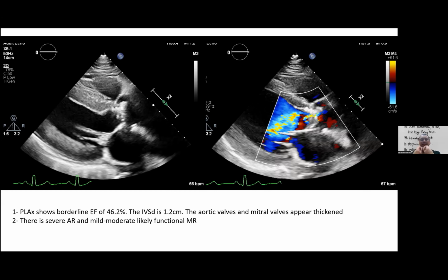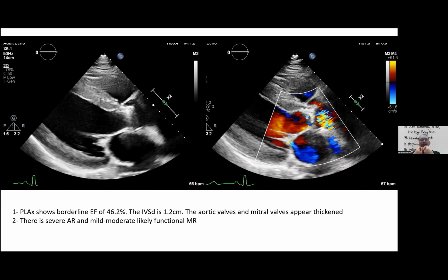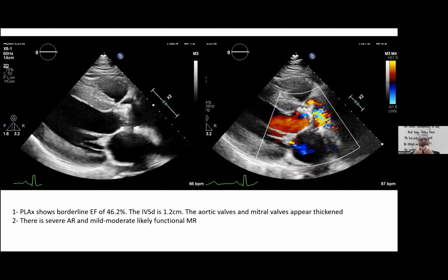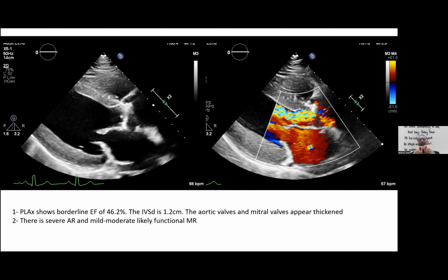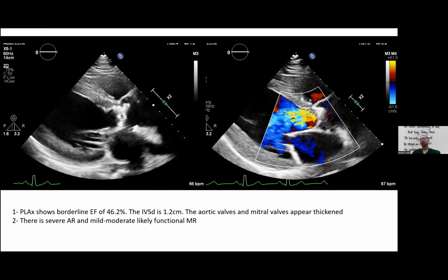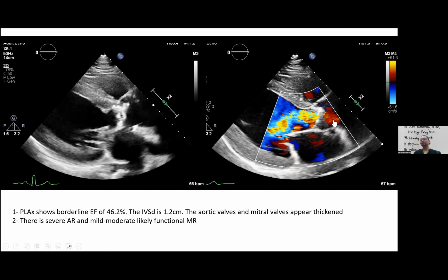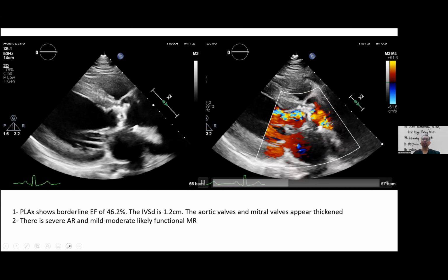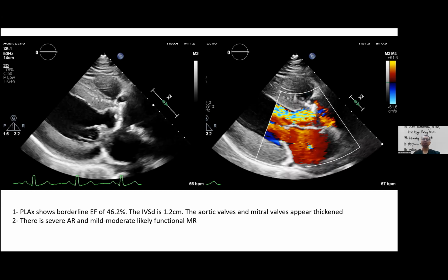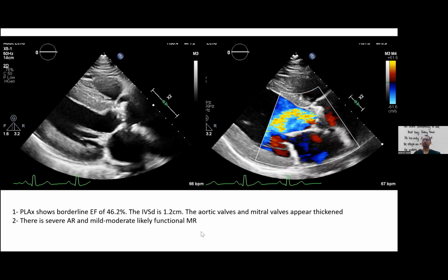Right, this is another case where you can also see a thickened left ventricular wall. We can see a calcified aortic valve and a thickened mitral valve. You can see here turbulent flow across the aortic valve. So the patient has some aortic stenosis and also severe aortic regurgitation and also mild mitral regurgitation.